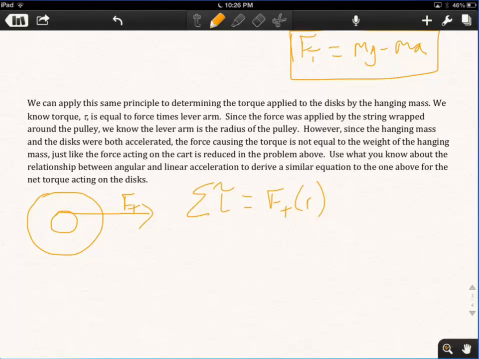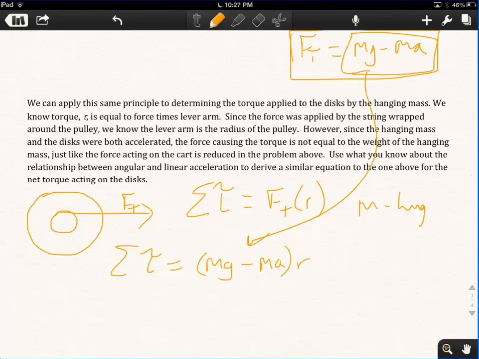So we're going to say net torque is equal to the tension force, but the tension force is really the hanging mass, m, times g, minus the acceleration, a, of the hanging mass times the hanging mass, and all this is multiplied by r. So this equation right here just got subbed in right here. Now remember, this m is the hanging mass, and that matters. So the net torque causing those discs to rotate is given by mg minus ma times r.